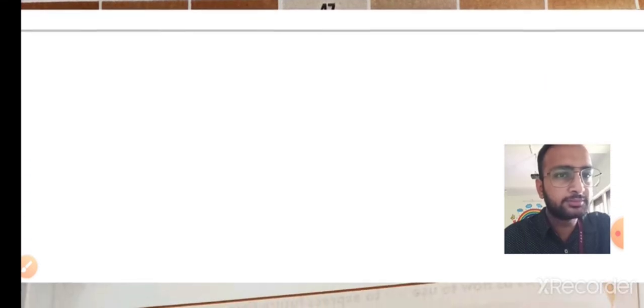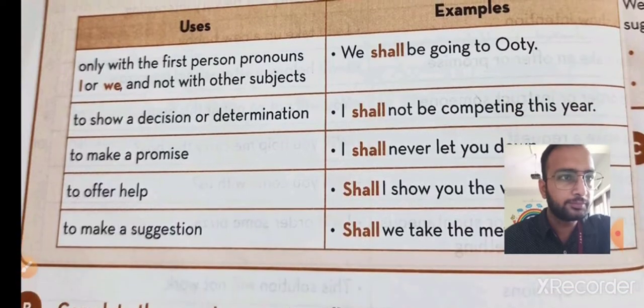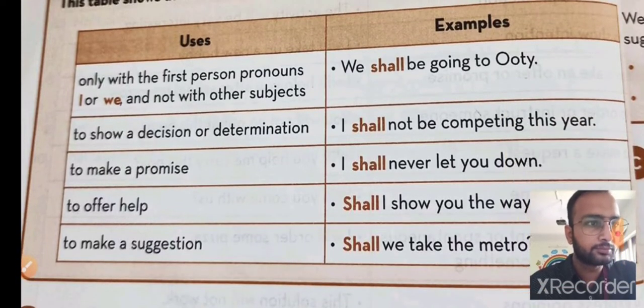Let us move ahead. Shall. This table shows us how to use the word shall to express future times. First sentence: only with the first person pronouns I or we and not with other subjects. So here they are telling that it is used only with first person pronouns. While we are using the first person, we will use shall, that is, we shall be going to Ooty.